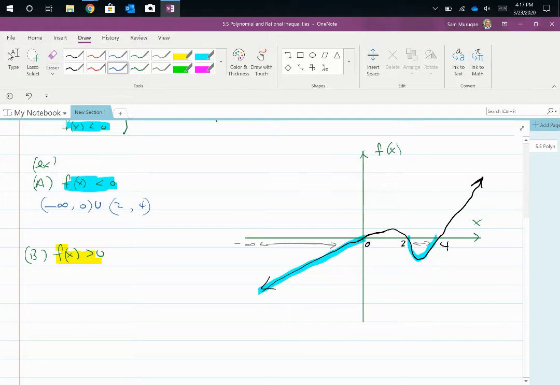And for the portion of the graph greater than 0, we're considering the parts of the graph that are above the x-axis. So these parts are going from 0 to 2, and then from 4 to infinity. Notice the brackets this time. This is greater than or equal to 0, so the brackets are for the equal sign on the inequality.